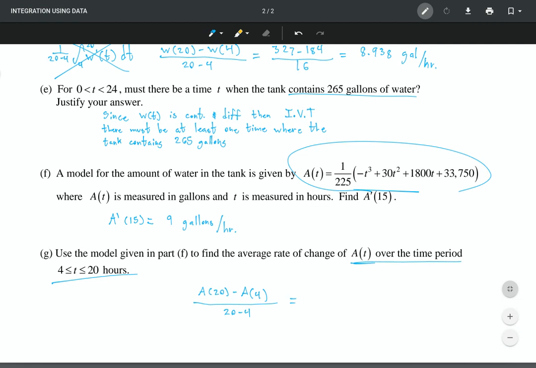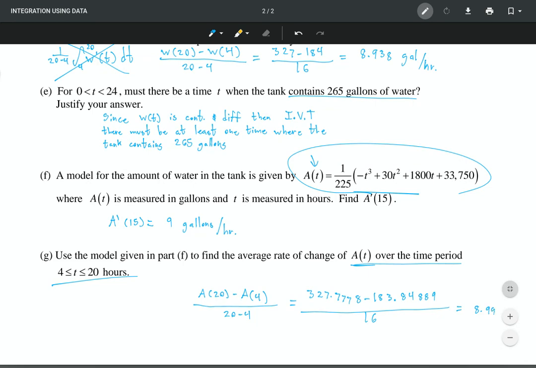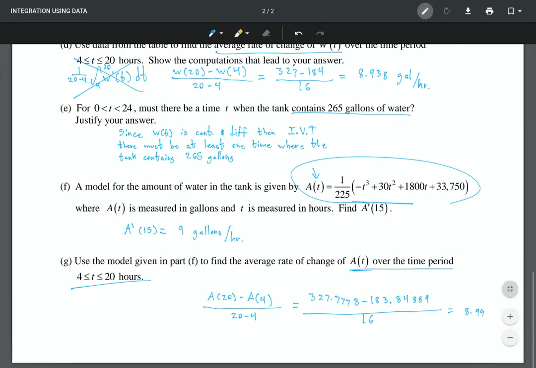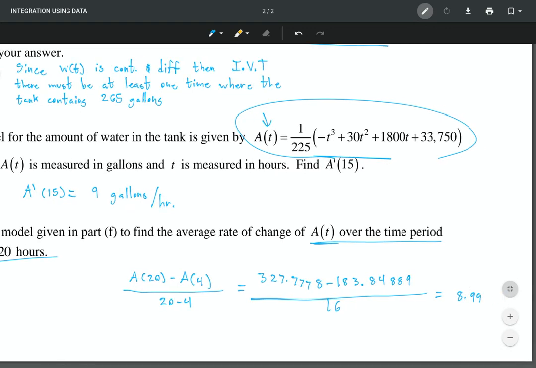Then you do the math there. For A of 20, of course, you're going to have to use this formula and plug in a 20. I think that gives you the following. I'm keeping more decimal points because I want to make sure that by the time I round to 3 decimals, I don't have a rounding error. So I normally don't round until the very end. Oh, shoot, I'm out of space. Three decimal places, gallons per hour.